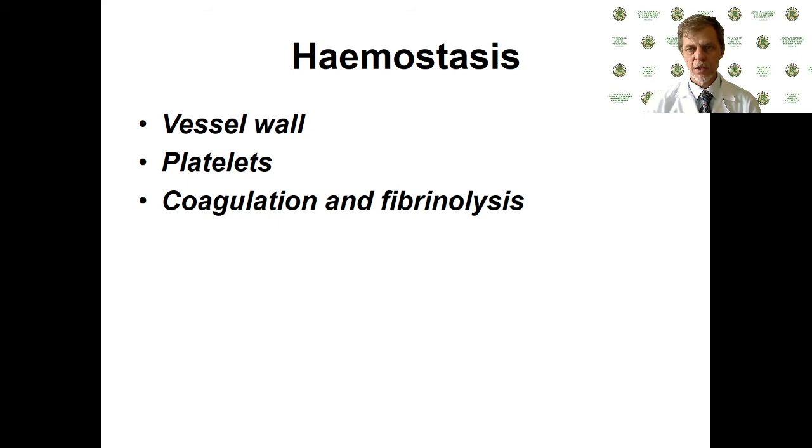You know, in case of damage of vessels, blood is liquid, and in case of leakage of blood, the patient may die, and that's why we have a special mechanism to prevent such leakage, to stop such leakage. In this case, we talk about hemostasis. So we have three components of hemostasis: the vessel wall, platelets or thrombocytes, and coagulation and fibrinolysis.